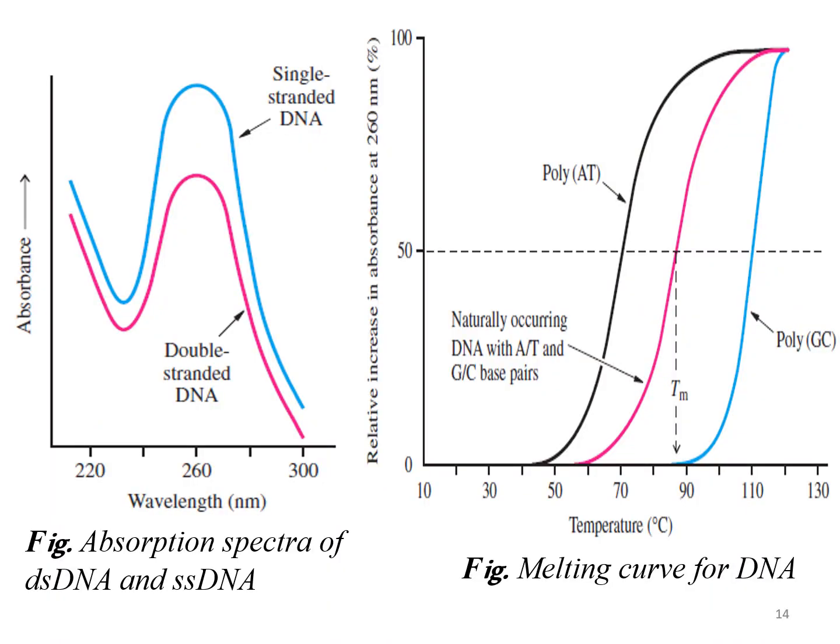This is a diagrammatic representation of UV-vis spectroscopy, showing the absorption spectra of double-strand DNA and single-strand DNA, and the melting curve for DNA. So single-strand DNA has a larger absorption maximum than double-strand DNA.